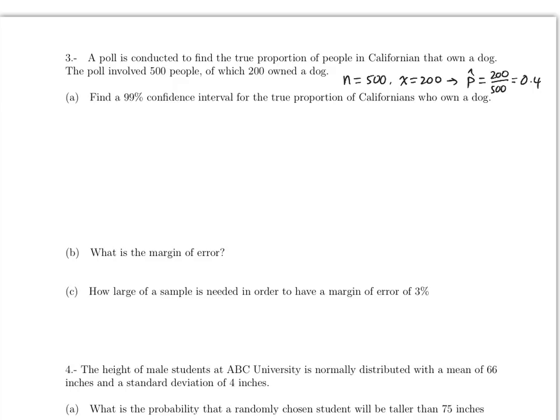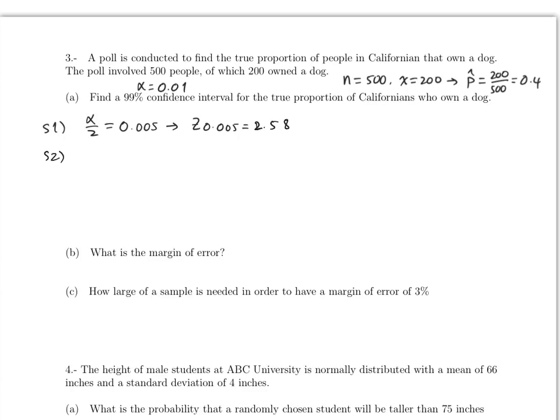Since we want a 99% confidence interval, that means that alpha is 0.01. Remember, whatever you need to make 100%. So step 1, alpha divided by 2 is equal to 0.005. From here we need the z-value for 0.005, which is 2.58.